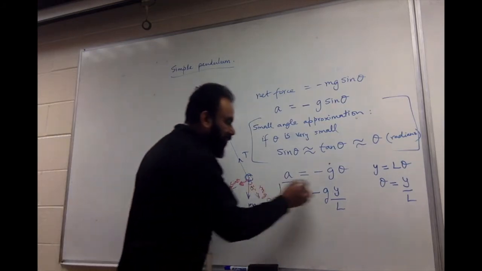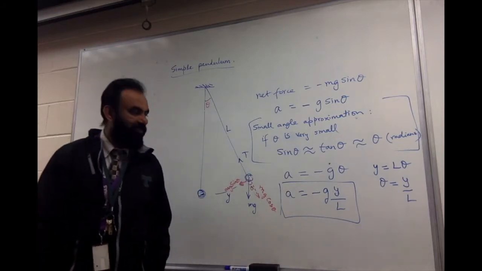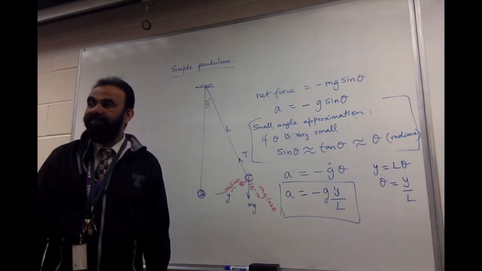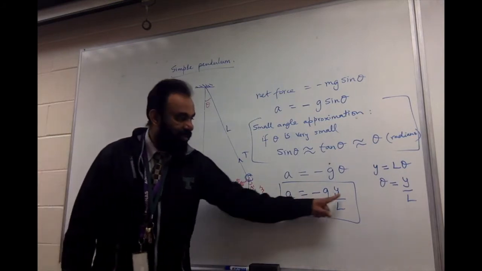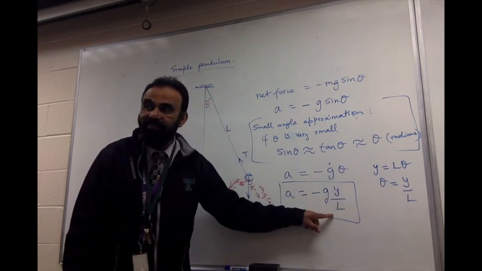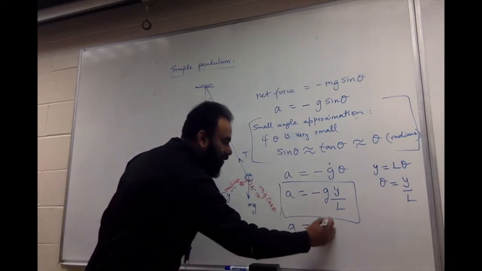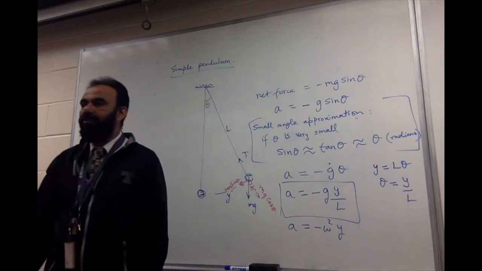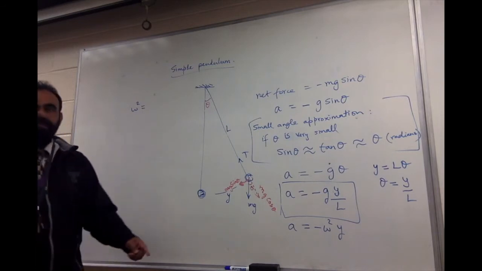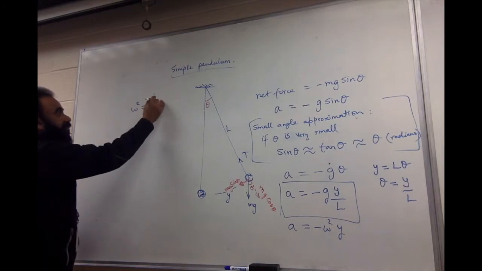Now look at this equation carefully. Can you see the definition of simple harmonic motion right there? It's directly proportional. Acceleration is directly proportional to the displacement y, and these are constants. So this equation is very similar to minus omega square y. So what is omega square? Minus G over L. Compare it. Omega square is G over L.